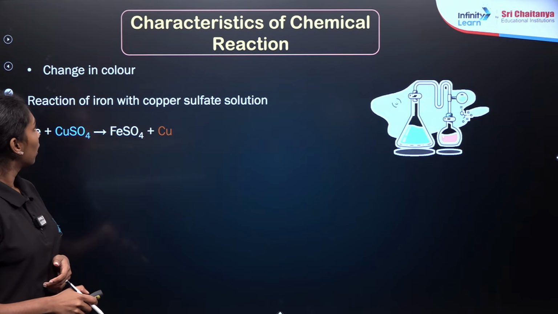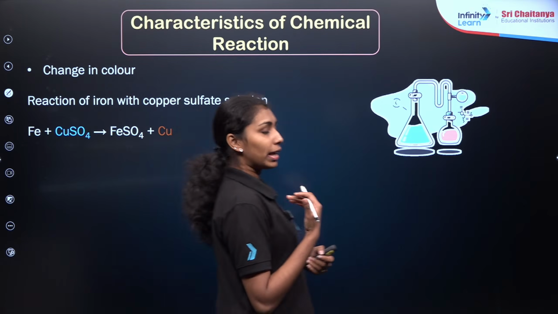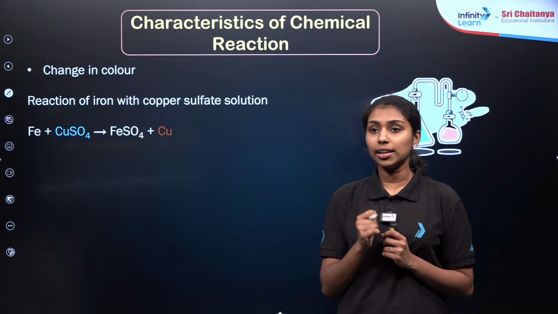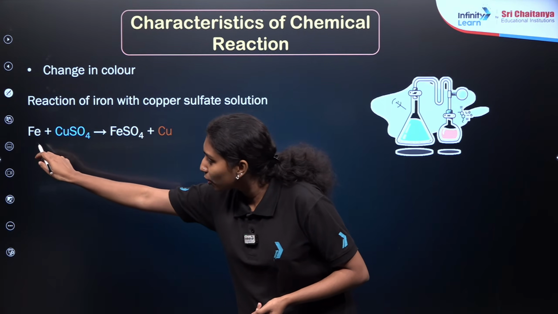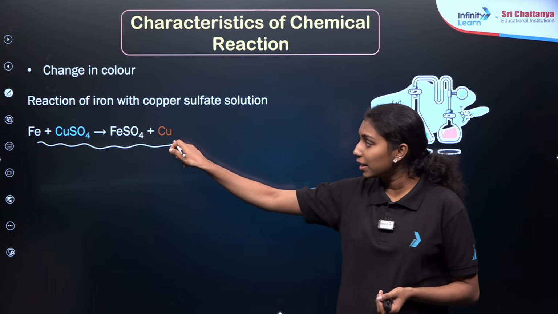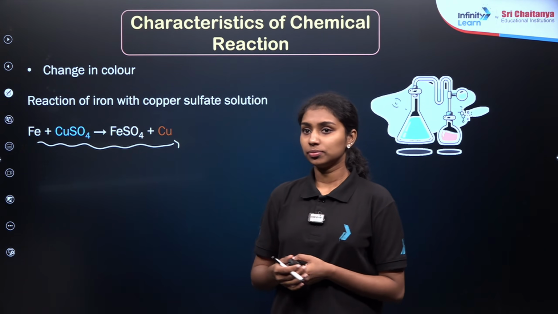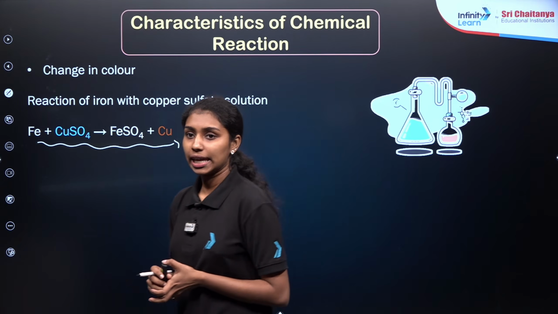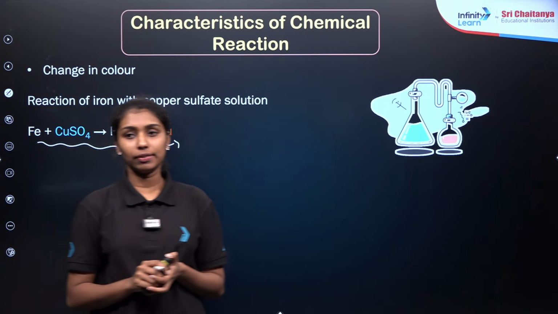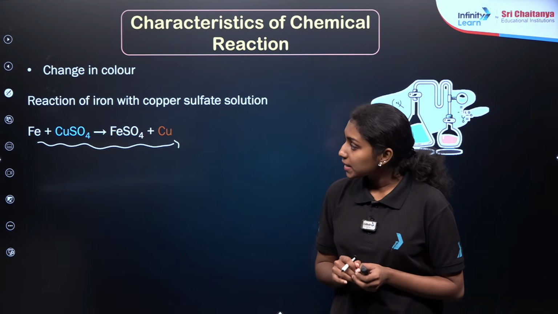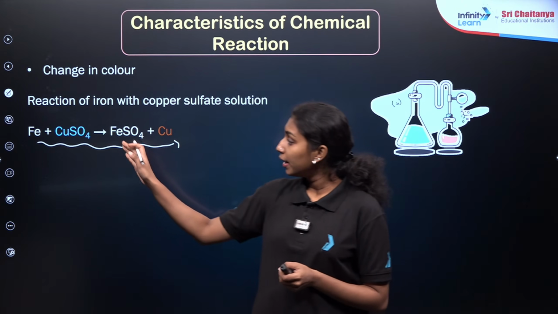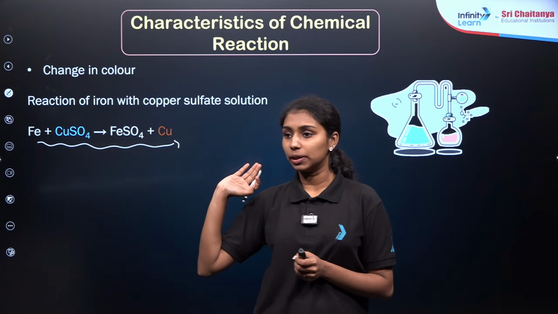Okay, fine. The next type of reaction, how can we explain it in terms of the change in color, right? So what you're observing here, I have already changed the color here. Do you have any idea about this? Which is the color change here? This is the reaction of iron with copper sulfate. It is forming ferrous sulfate plus copper.